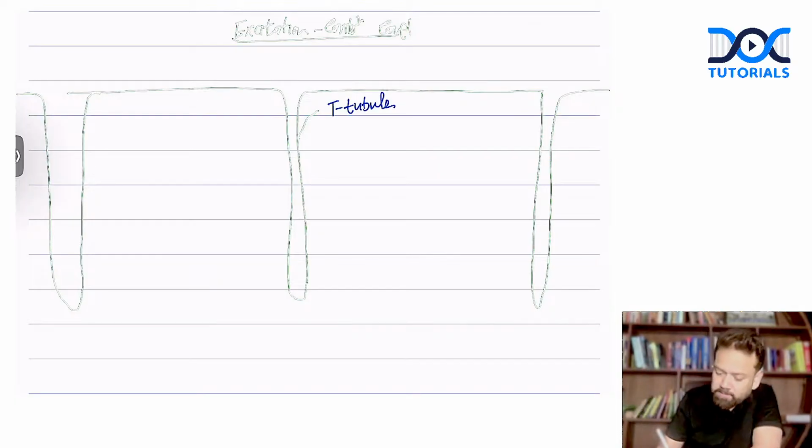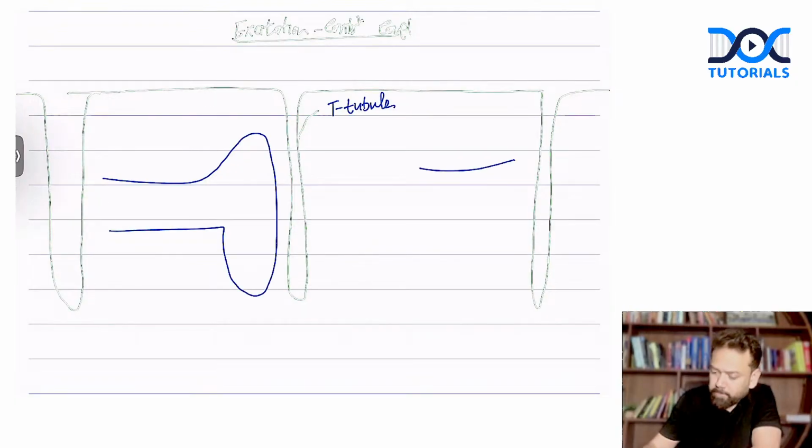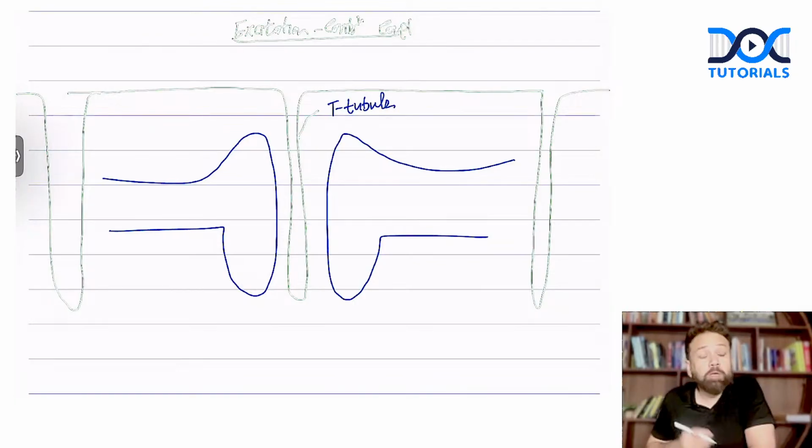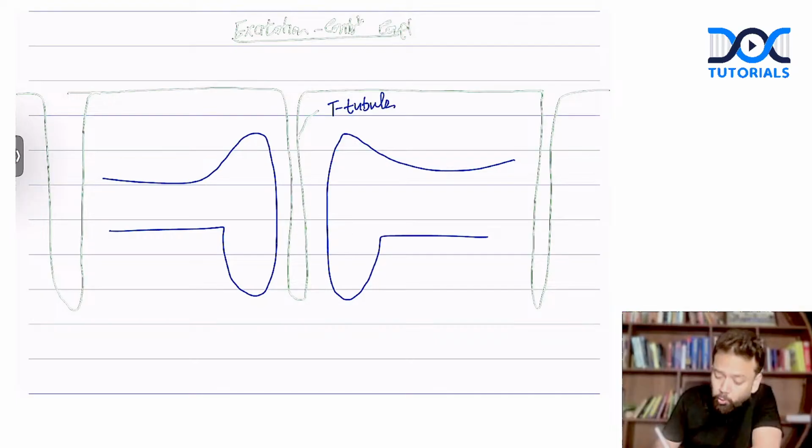Then there is the sarcoplasmic reticulum. So inside the muscle, there are invaginations of the sarcolemma called T tubules, and there is plenty of sarcoplasmic reticulum. Why? To hold calcium. They are simply holding the calcium.